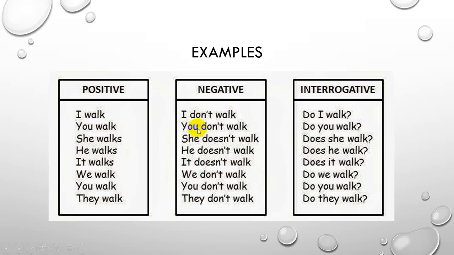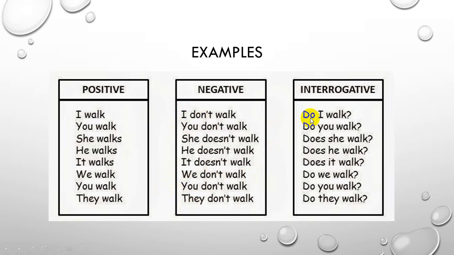In negative, only the auxiliary changes. For example, the third person, we have to put doesn't, doesn't, because it's different from the other subjects I, you, we, or they, because the rest is with don't. Okay.